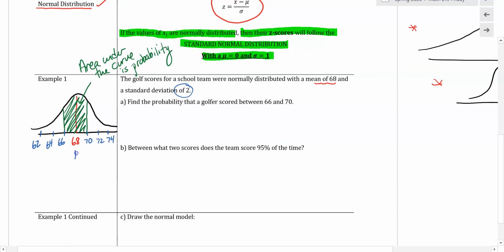I wish they would have chosen a different number, because now it's kind of confusing with the mean. That's just random luck. But I know that this area right here, because I went one standard deviation left and right of the mean, is 68% of my data. And since it's area under the curve, that's also my probability. The probability that they scored between a 66 and a 70 is equal to 68%.